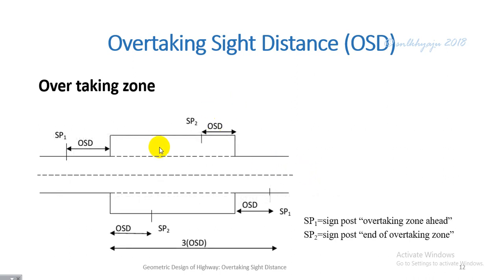And this figure shows the overtaking zone, with signpost SP1 indicating overtaking zone ahead, and before the end of the overtaking zone signpost 2 is provided with end of overtaking zone. Therefore the length of the overtaking zone is a minimum of 3 times the overtaking sight distance, but desirable is 5 times the overtaking sight distance.